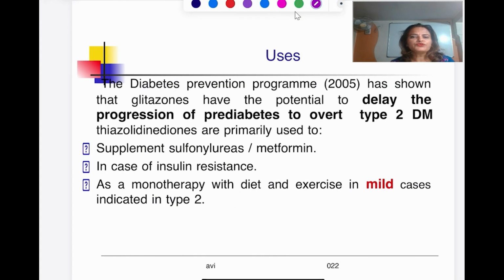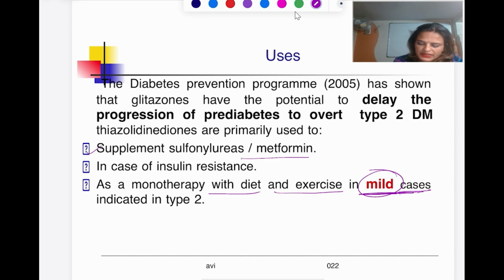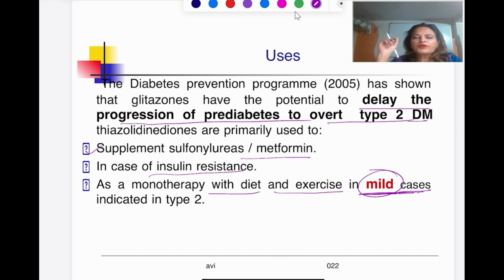Now where we are going to use this drug: as monotherapy with diet and exercise only in mild cases. But nowadays they say even not that, and it is marketed as not to be used as a first line drug. Then usually it is used as a supplement with metformin or sulfonylurea, and it is going to reverse the insulin resistance and also delay the progression of pre-diabetes to overt type 2 diabetes mellitus. So two drugs delay the progression of pre-diabetes to overt type 2 diabetes.